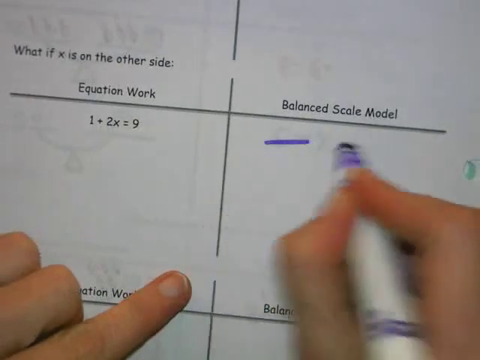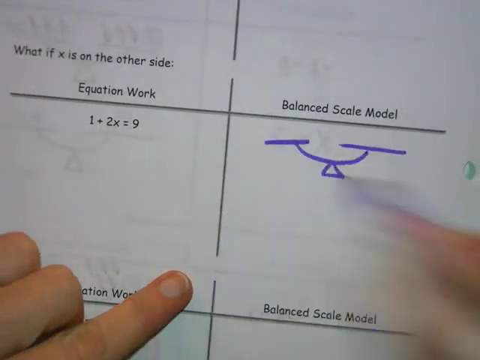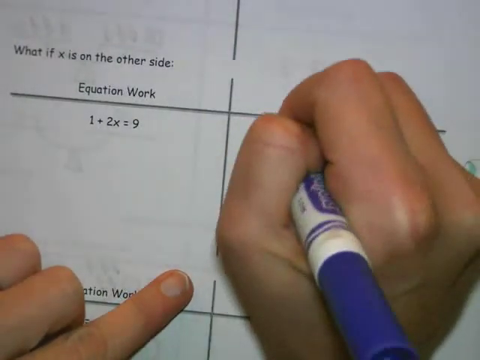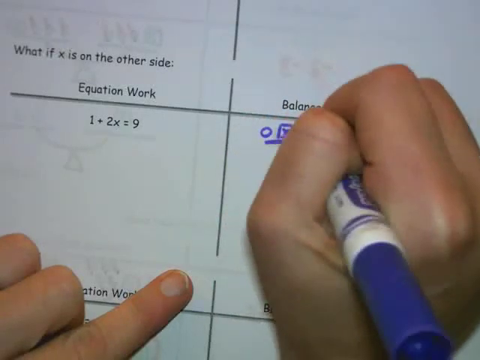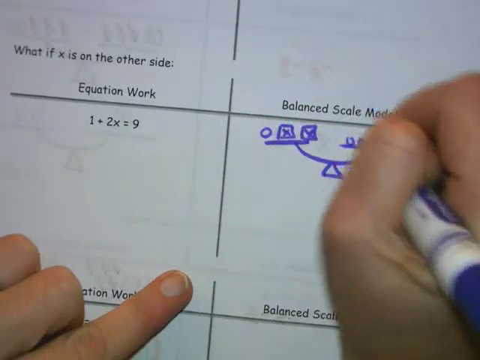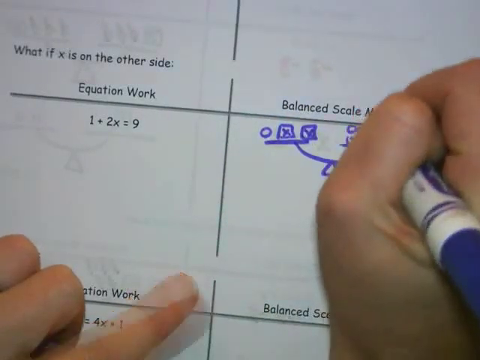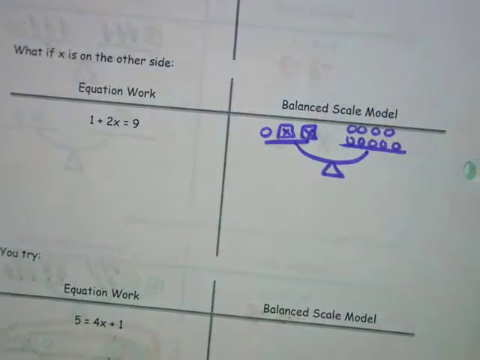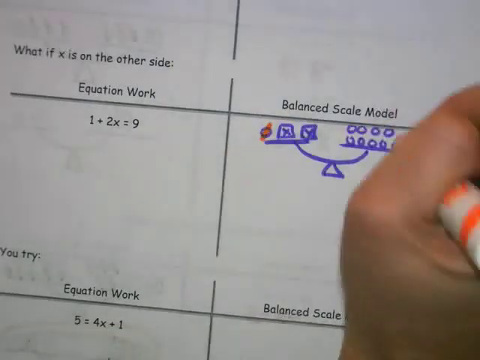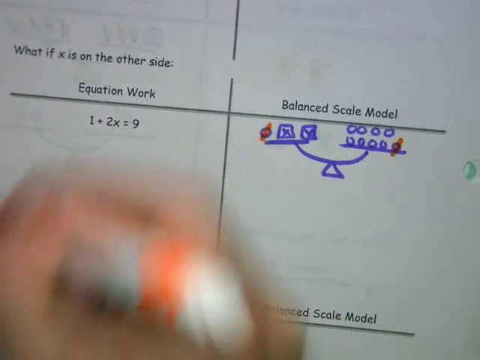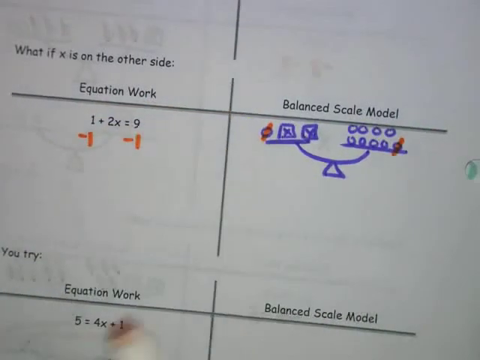So 1 plus 2x equals 9. What's my first step? What's my first step? Subtract 1. You're going to cross 1 off from each side. I'm going to show that math on the left. Okay, so 2x equals 8 is what's on the left, and on the right, I'm going to model that.